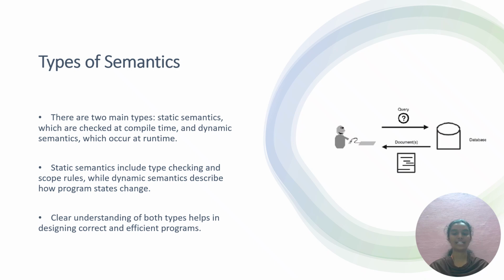Whereas in the case of dynamic semantics, it is concerned with how the programs behave at the runtime, describes what happens when the code is executed. For example, division by zero or accessing invalid memory are dynamic semantic errors. There are other formal approaches such as the denotational semantics, operational semantics or the axiomatic semantics. Clear understanding of both the types helps in designing the correct and efficient programs.